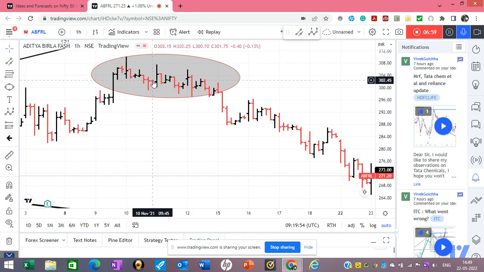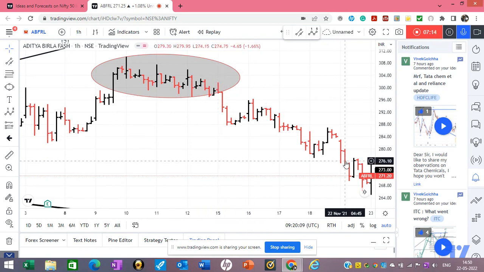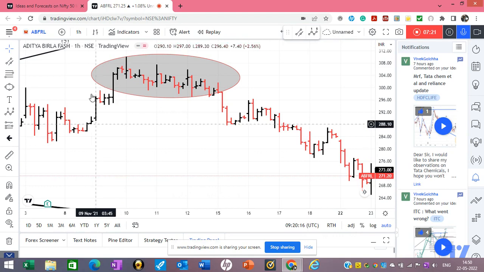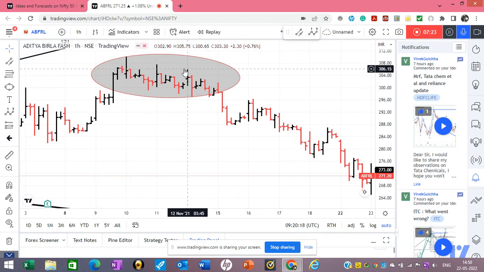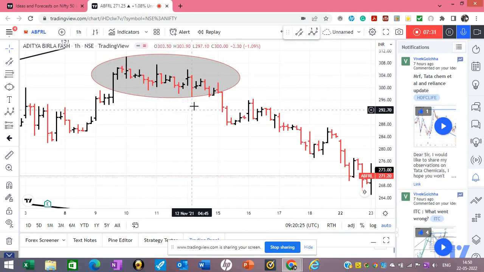Three spikes. One, two, three. Where you have A, B, C, D, and E. And then second wave correction A, B, C, and the wave starts. Decline starts. A, B, C. See this spike. This is happening at an hourly level. This pattern.